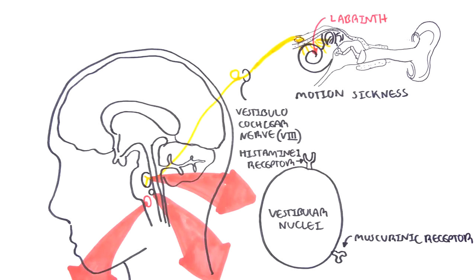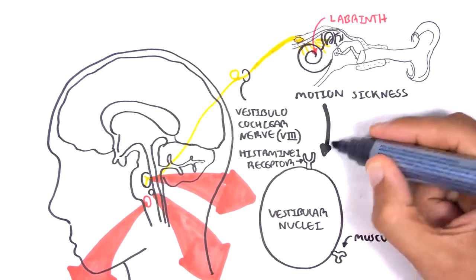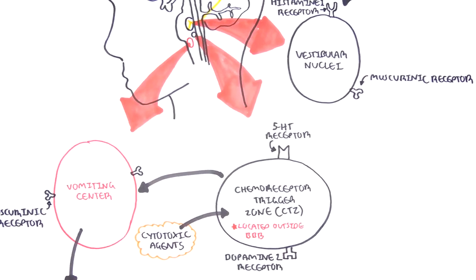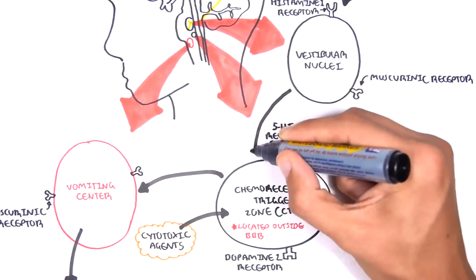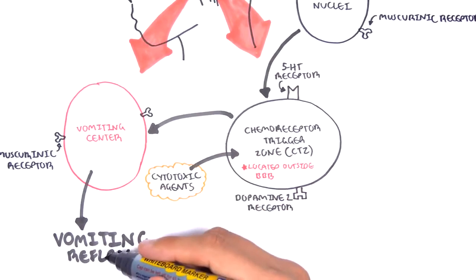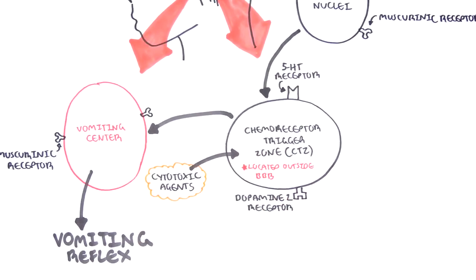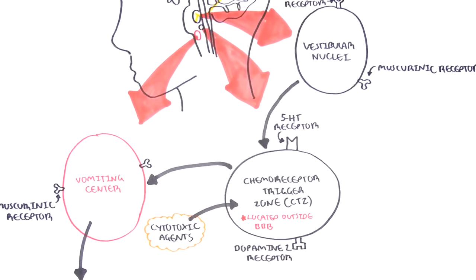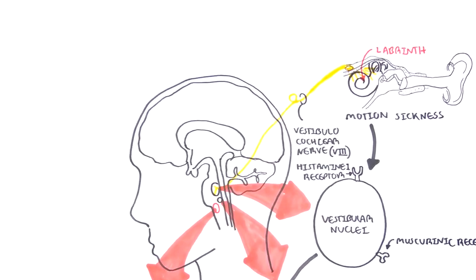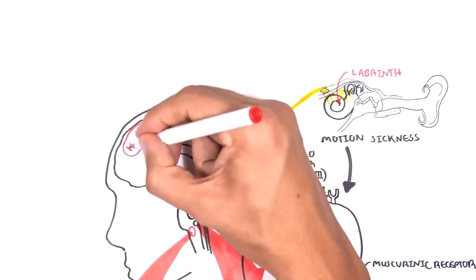So when the vestibular nuclei is stimulated during, let's just say, motion sickness, or during also morning sickness, these signals will then be passed on to the chemoreceptor trigger zone. And from here, the chemoreceptor trigger zone will then send signals to the vomiting center in the medulla oblongata to trigger the vomiting reflex. Another cause of vomiting are things that occur from the cerebrum or the brain after it has processed all this sensory information.